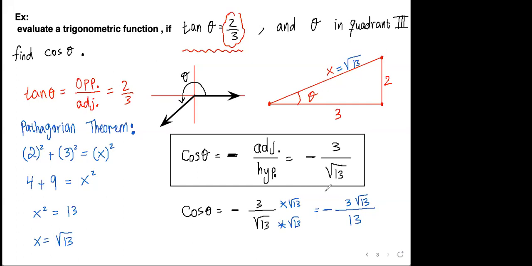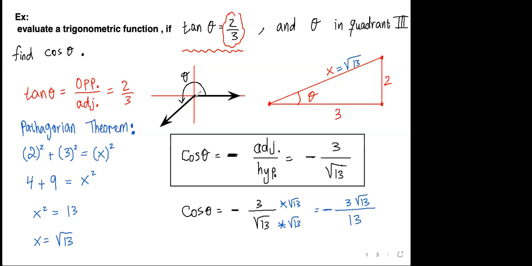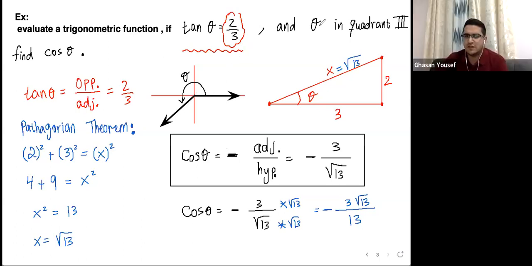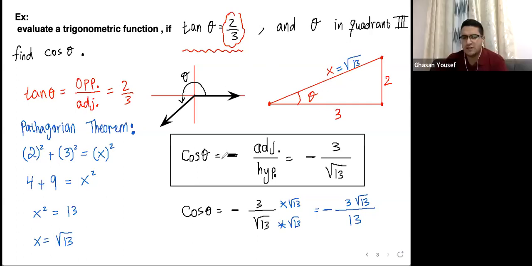Yeah, I have a question. How did you put the line into the quadrant? Why is it negative? Why is it negative in the third quadrant? Okay. In the third quadrant, because here they told me that theta is in quadrant 3. Quadrant 3 means the cosine function is negative. That's why I put the negative.